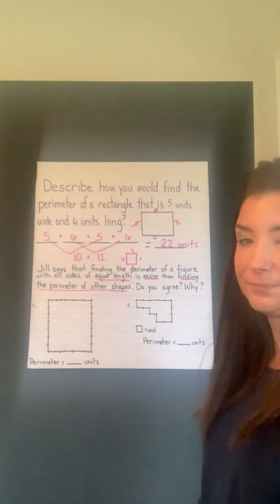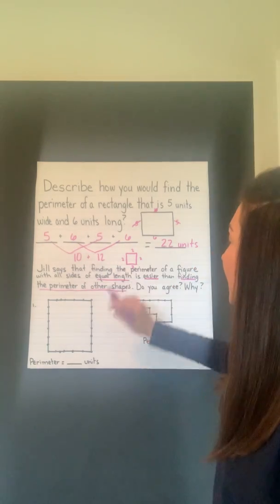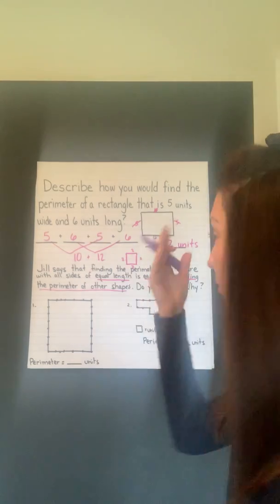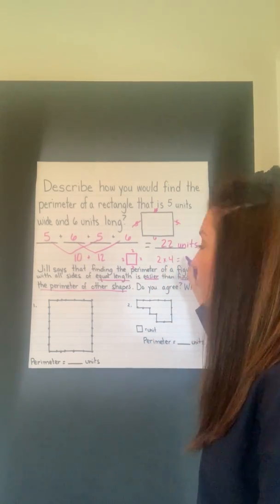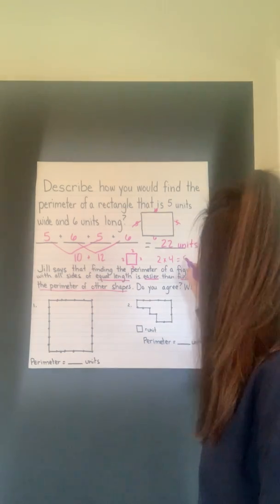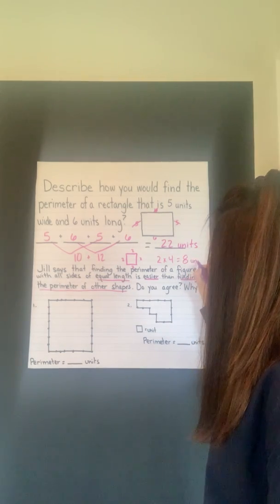Bronson, you're right. It is easier because in your head, all you would say is 2 times 4 sides equals, what's that? 8 units.